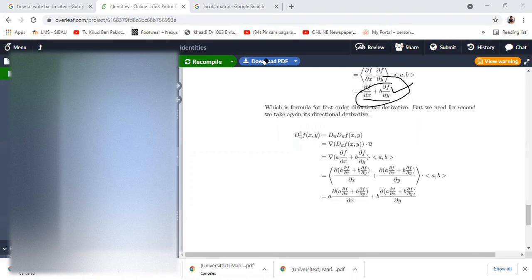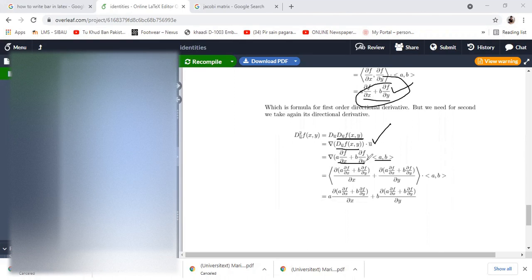In fact, we have to do something. So what we have to do? We have to take the gradient vector of this function now, because previously we had f. Now we have the first directional derivative of f. So we will take its gradient and take its dot product with the same unit vector u. So this first order directional derivative, as computed before, is given by this thing, and we have to take its dot product with this unit vector.